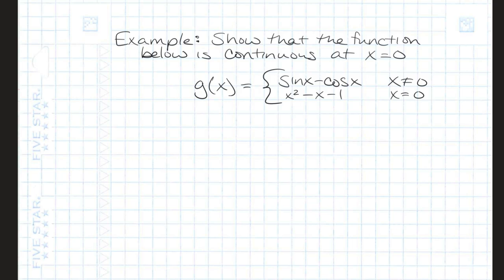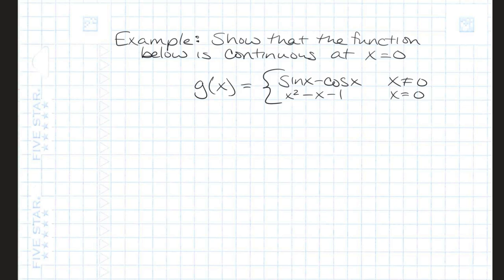Here's our first question. We want to show that the function below is continuous at x equal to 0. To show that something is continuous, we walk through all 3 steps. 1, 2, 3. Same 3 steps always for continuity. The piecewise function we're using for this question has 2 parts. When x is not equal to 0, sine of x minus cosine x is the function that's in charge. But exactly when x is equal to 0, this quadratic is in charge. Not a big deal. We can handle it.